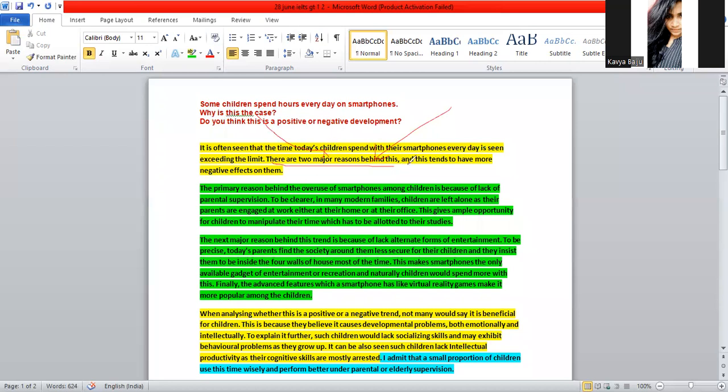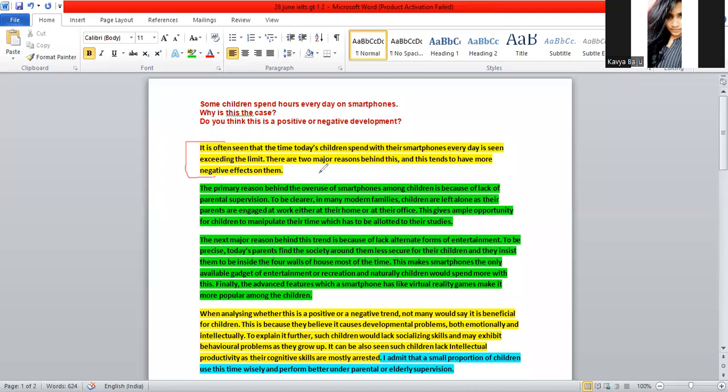And this tends to have more negative effects on them. So you have gone with the second question, more negative effects on them. In the sense, you do have some positive effects too, so we have not mentioned that. It is understood that when you say we have more negative effects, we have less positive effects. So we have got the introduction complete.